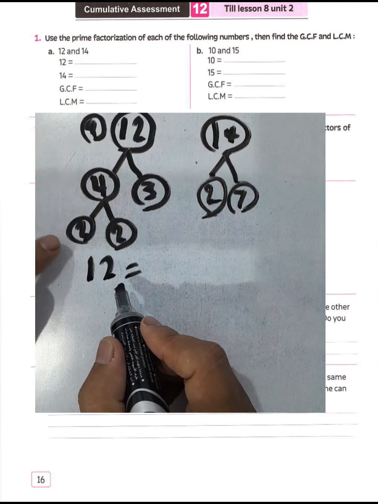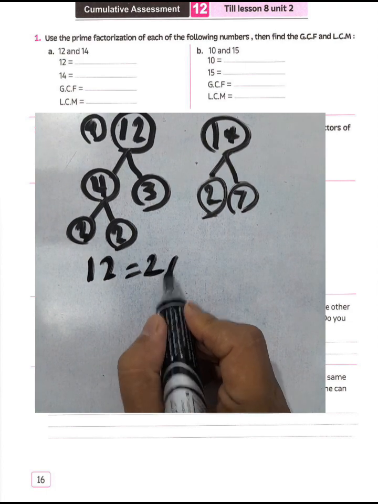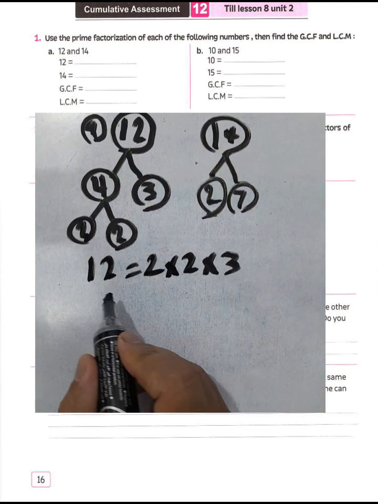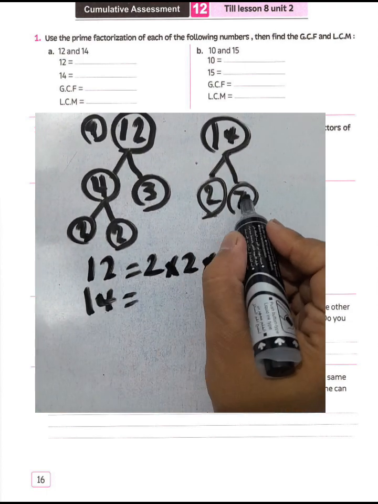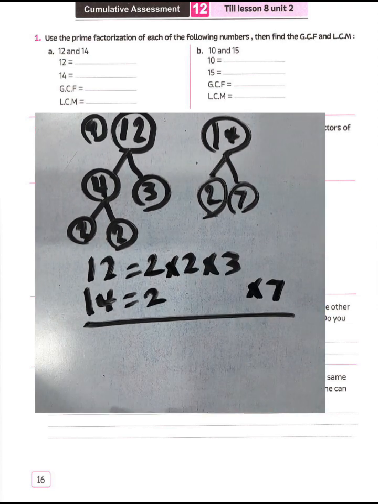12 equals what? 2 times 2 times 3. Write all the prime factors of these numbers. 2 times 2 times 3, and 14 equals 2 times 7. Then draw circles around the common numbers.